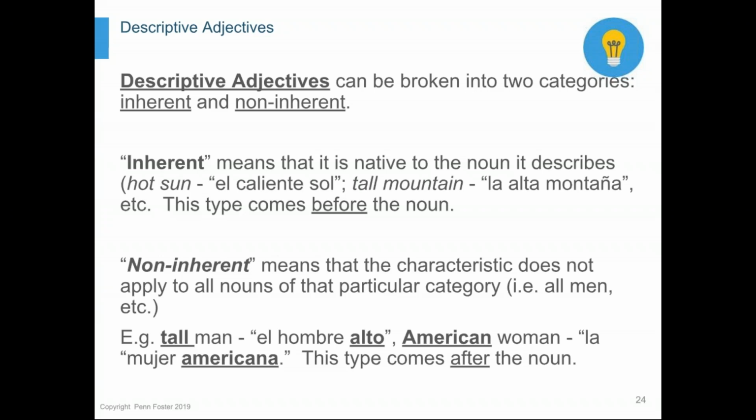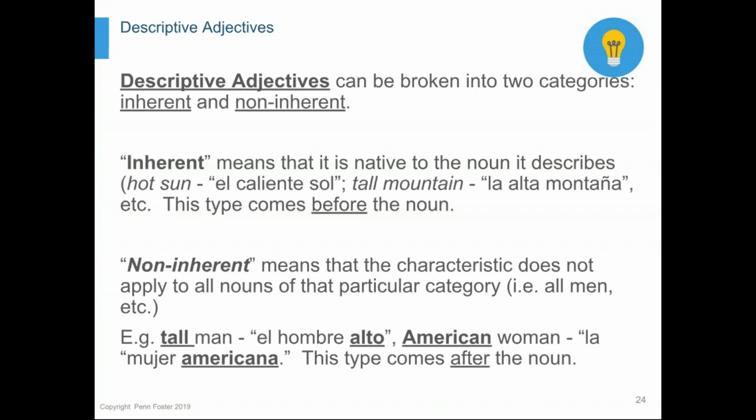When you translate it, you want it to sound logical in English. You don't want to speak backwards, basically. But in Spanish, you must put the noun first before a non-inherent descriptive adjective, as you can see in these two examples. El hombre alto, man. Hombre is the noun. Alto is the adjective, comes after the noun because it is not inherent. And la mujer americana, mujer is the noun. Americana is the adjective. Mujer first. Americana the adjective after it.